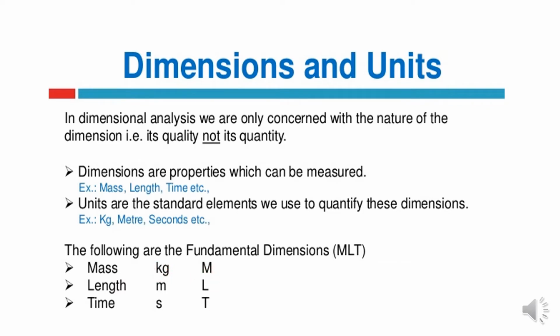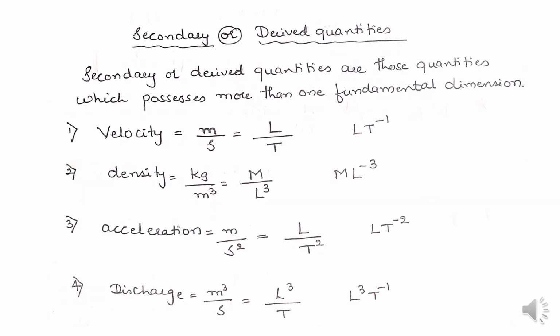So next we will study secondary quantities or derived quantities. The secondary or derived quantities are those quantities which possess more than one fundamental dimension. In the main fundamental dimensions, we had only one single quantity, it may be length, meter, or time. But these secondary quantities are derived from these fundamental dimensions only and possess more than one fundamental dimension. Such quantities are called secondary or derived quantities.